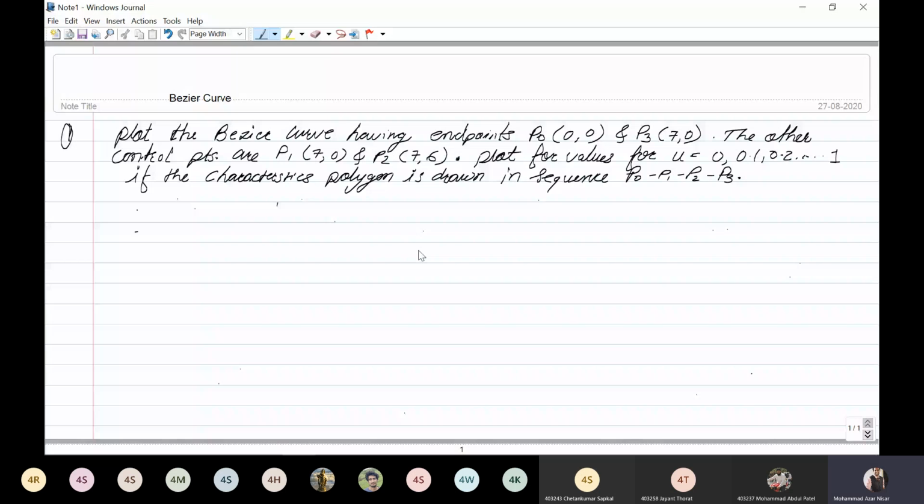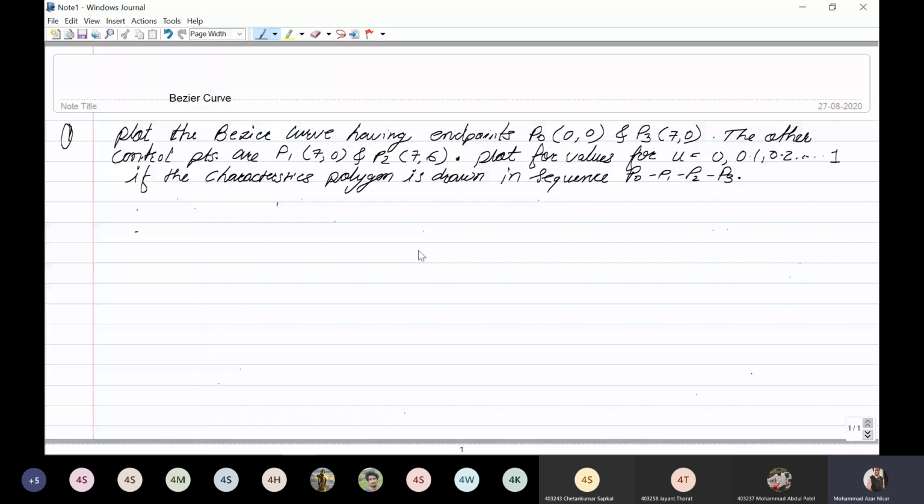To plot, take the values for u from 0 to 0.1, 0.2, 0.3, and so on up to 1. We are considering that as the sequence from P0, P1, P2, and P3.